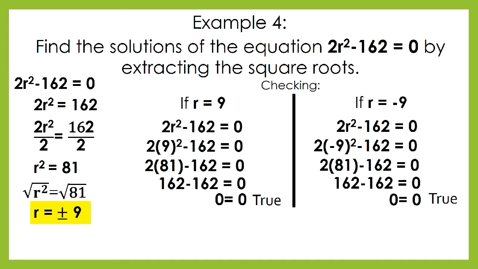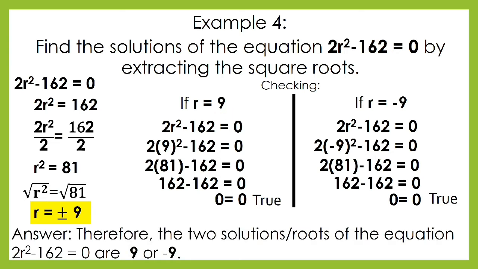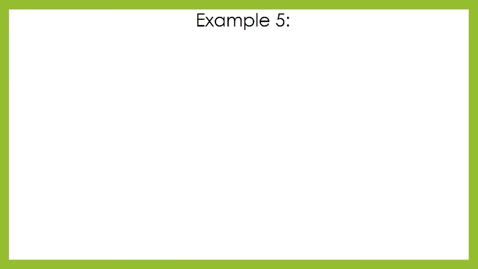Therefore, 9 and negative 9 satisfy the equation. These are the two solutions or roots of the equation 2r squared minus 162 equals 0: 9 or negative 9. Let us have example 5.